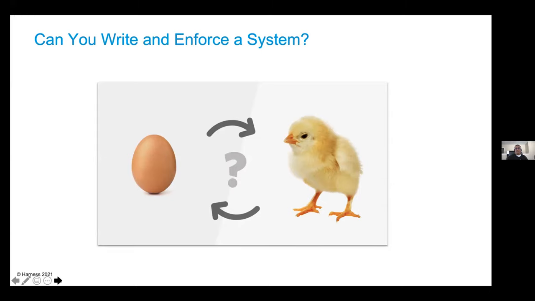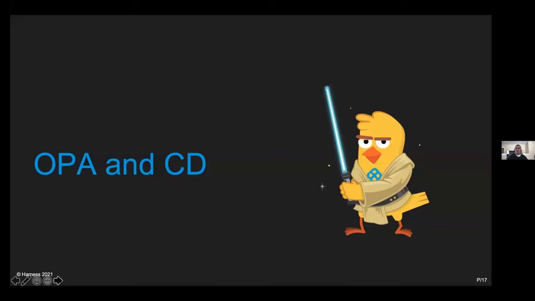Because technically, if you write it, you can't enforce it, right? If I wrote something, they'll never let me see it in production because I know all the ins and outs, and can I be trusted to enforce something? But OPA actually does this. OPA actually allows the authors of a system to enforce the system. And so with that, let me turn it over to my friend Rohan to talk about how we can start leveraging OPA and enforcing certain rules in continuous delivery.